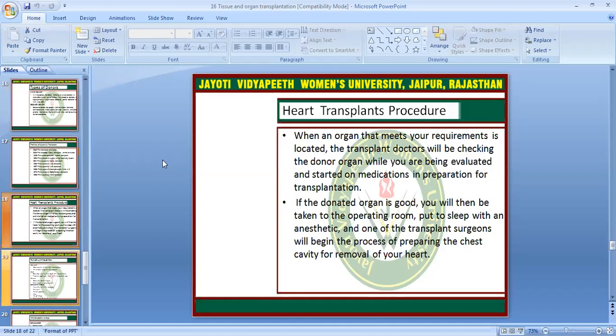Heart transplant procedure. When an organ that meets your requirements is located, the transplant doctors will check the donor organ while you are being evaluated, and start medication in preparation for transplantation. If the donor organ is good, you will be taken to the operating room and put to sleep with an anesthetic, and one of the transplant surgeons will begin the process of preparing the chest cavity for removal of your heart.